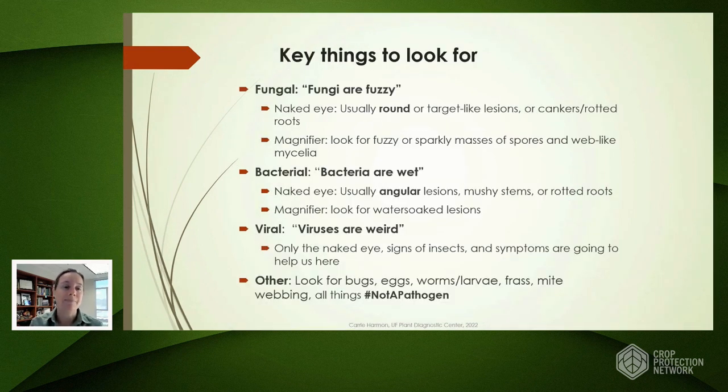So to summarize, I want you looking for patterns, timing, and distribution of the plant problem, whatever it is, and then describe it on the individual plant to key in on abiotic versus biotic and bug versus disease. Remember, if you remember nothing else today, that fungi are fuzzy because they produce mycelia or spores that you can see with the naked eye or with a hand lens. Bacteria are wet because bacteria digest ahead of the cells that they're actually in, so things just look water soaked, like you spilled a little bit of your coffee on your shirt. And viruses, they're just weird.